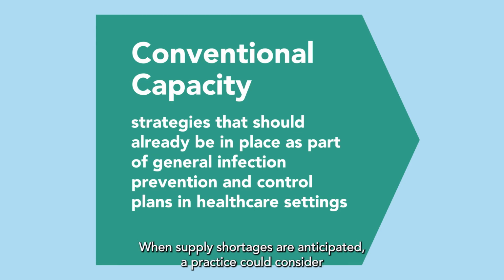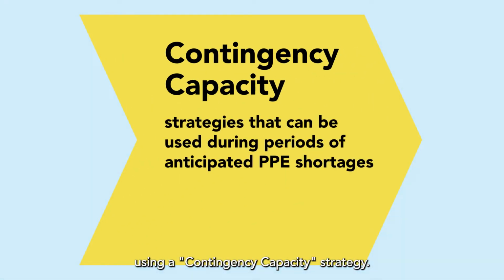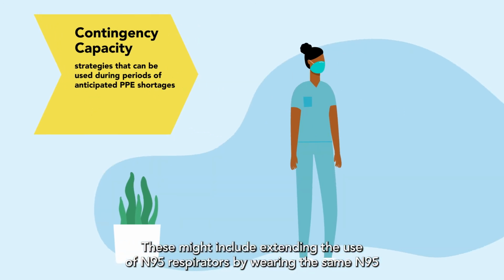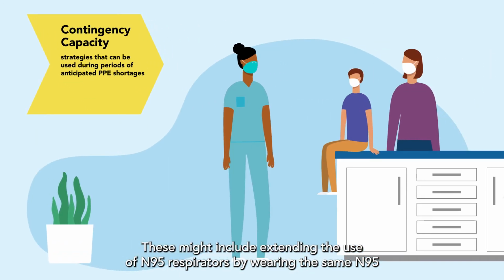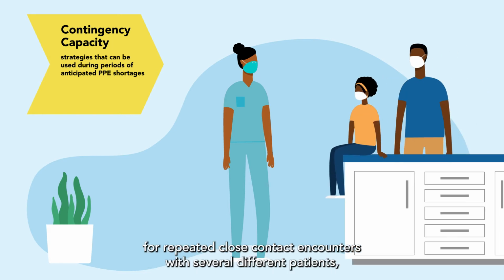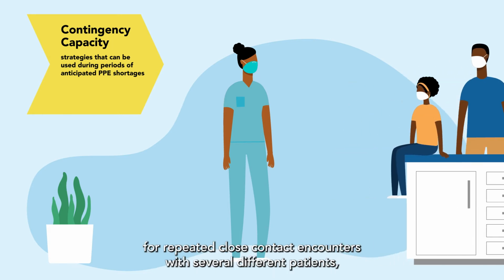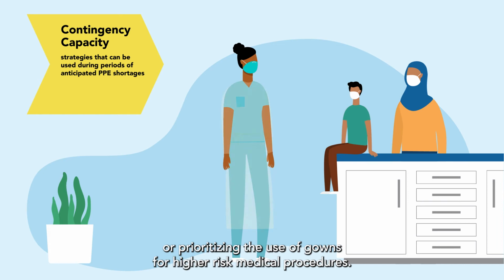When supply shortages are anticipated, a practice could consider using a contingency capacity strategy. These might include extending the use of N95 respirators by wearing the same N95 for repeated close contact encounters with several different patients, or prioritizing the use of gowns for higher-risk medical procedures.